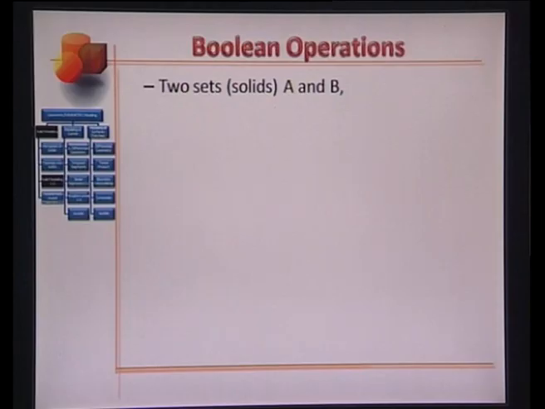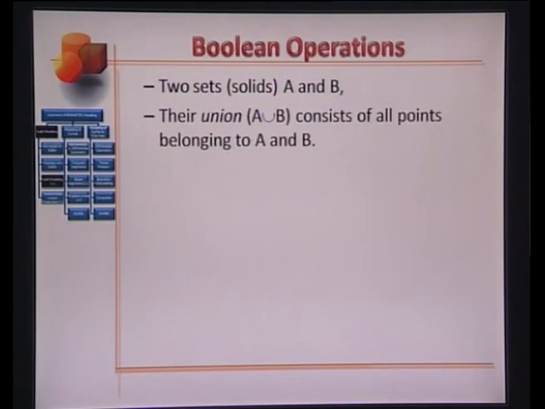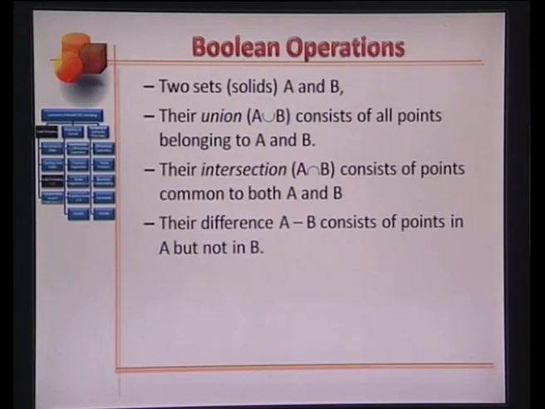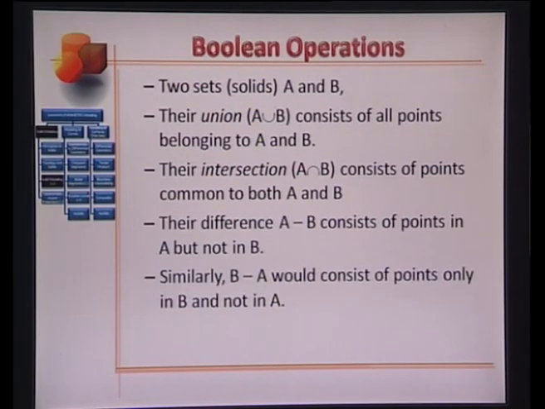Two sets or solids A and B. If we have two solids A and B, their union, which is represented by A union B, consists of all points belonging to the two solids. Their intersection, represented by A intersection B, would consist of points which are common to both A and B. The difference A minus B would consist of points in A but not in B. Similarly, the difference B minus A would consist of points only in B and not in A.